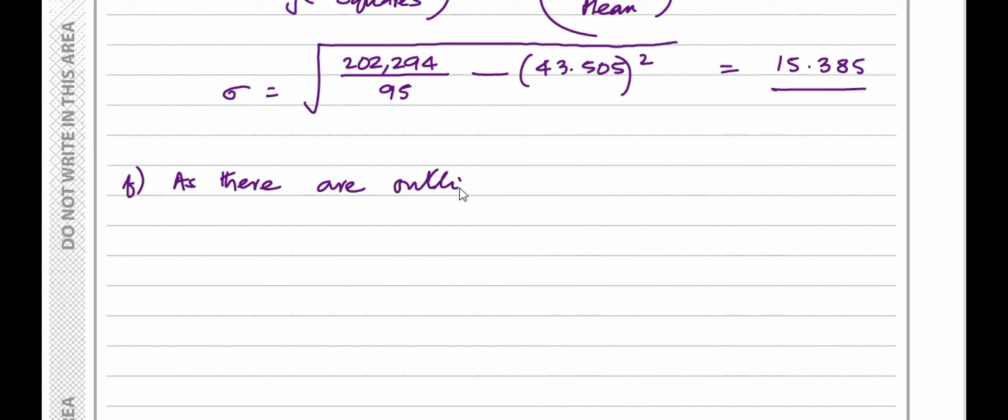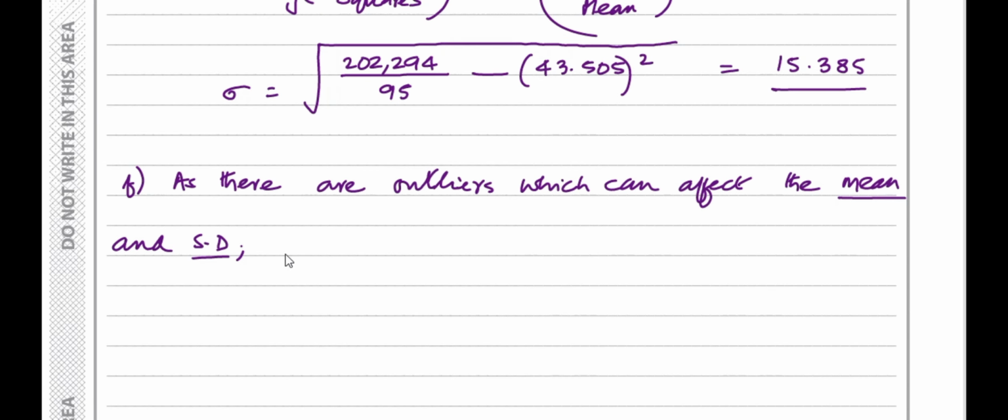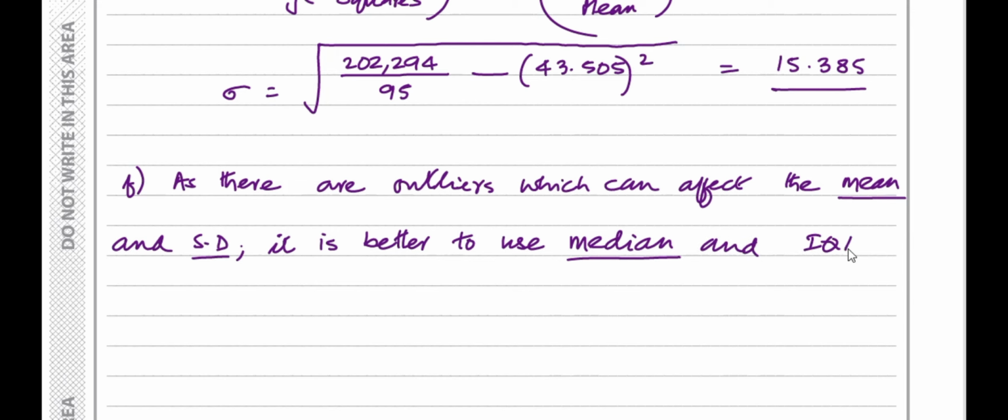As there are outliers which can affect the mean and standard deviation, it is better to use median and interquartile range to describe the data.